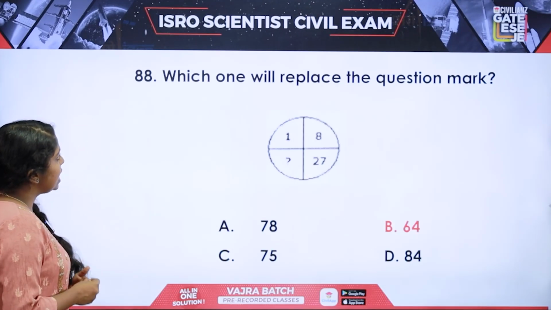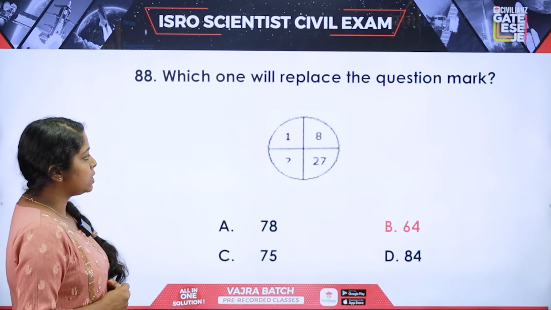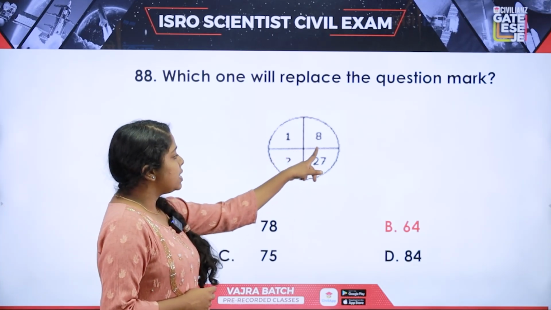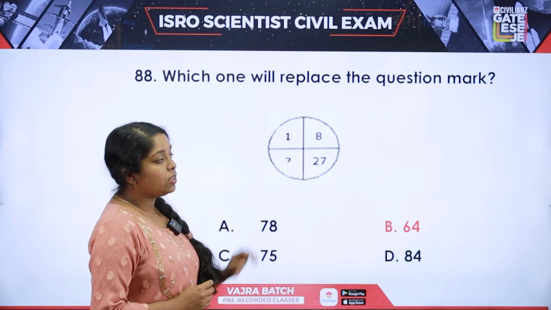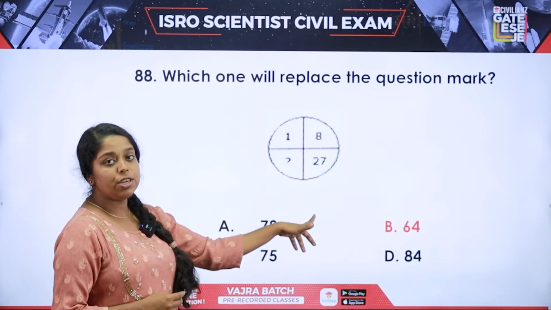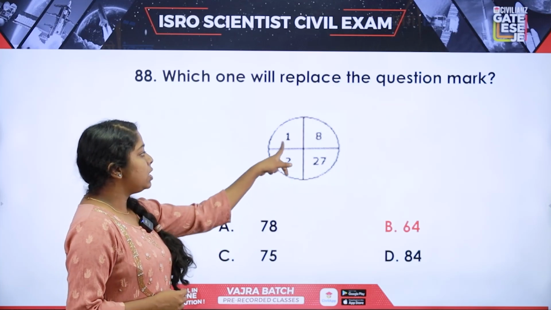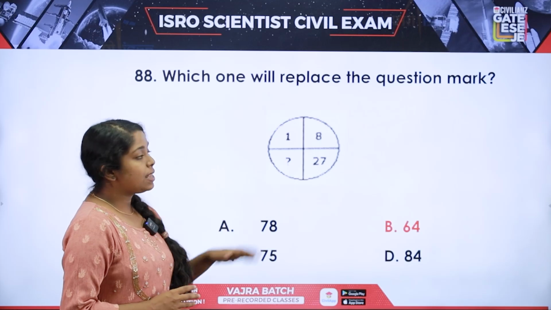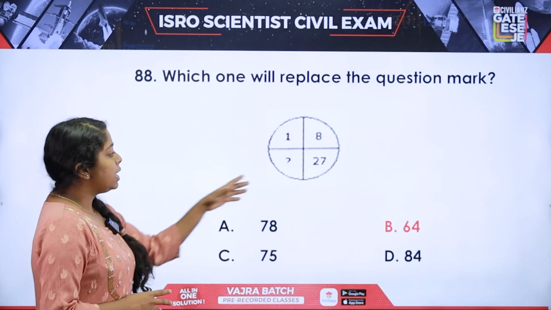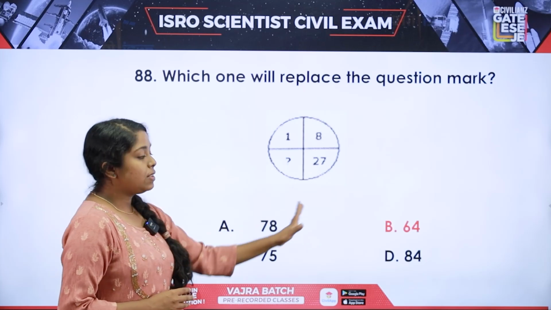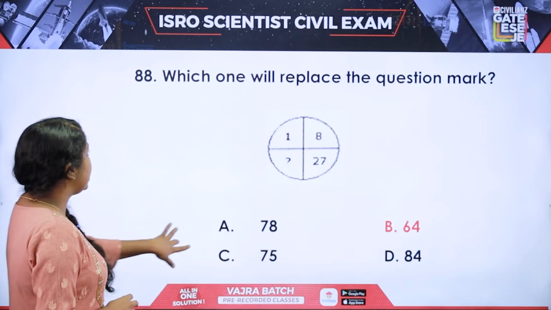Moving on to the 88th question, which one will replace the question mark? We have been given first column it is 1, second it is 8, and third it is 27. From this we are able to understand that these are basically the cubes of numbers, that is 1 is the cube of 1 and 8 is the cube of 2 and 27 is the cube of 3. Then next one will be obviously the cube of 4, that is 64. So option B is the right answer.